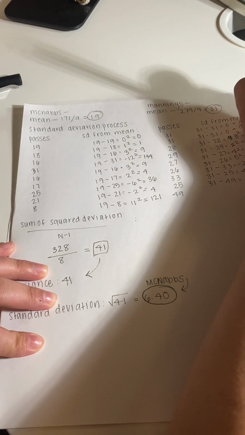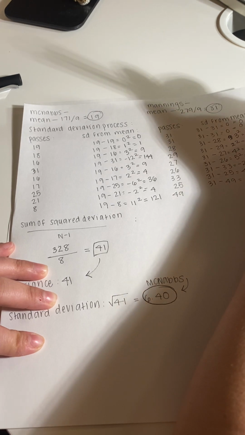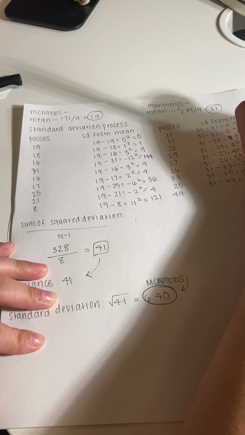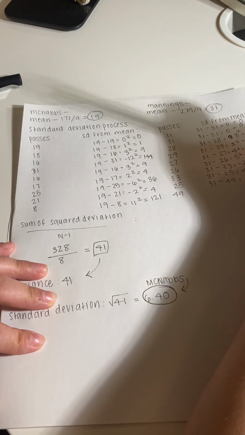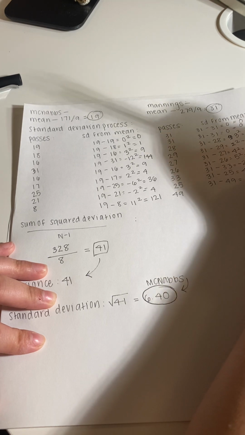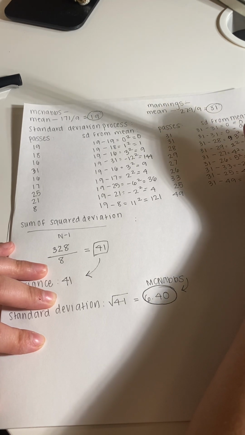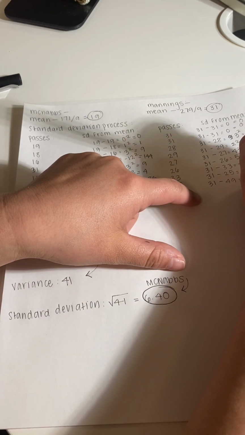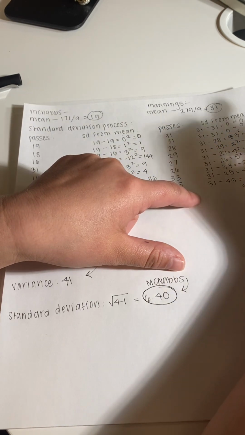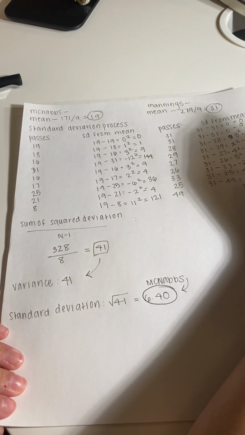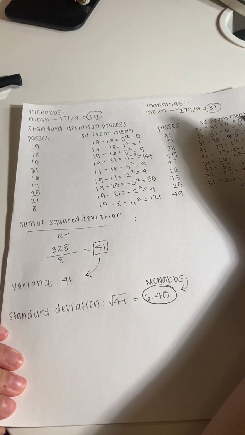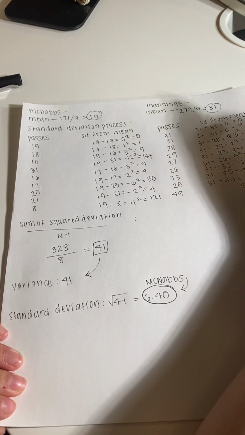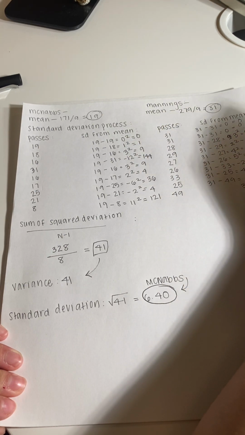So 0, 0, 9, 4, 16, 25, 2, 4 squared is 16, and then this is going to be 324. Just double check this, only because I have it written weird. But you're gonna want to subtract the mean from the value, and then at the end you're gonna square whatever you get.